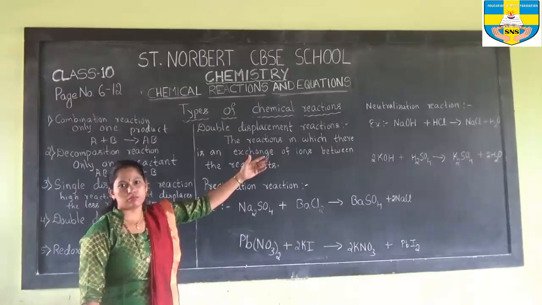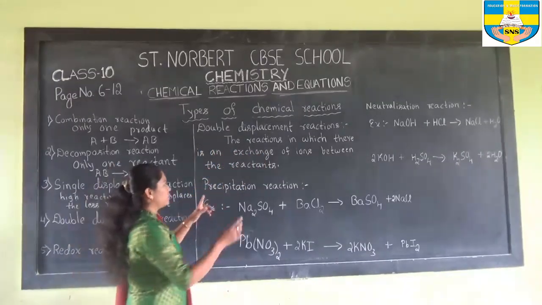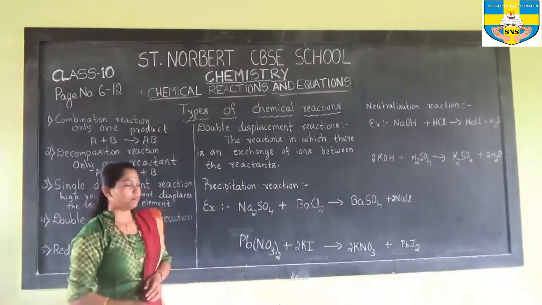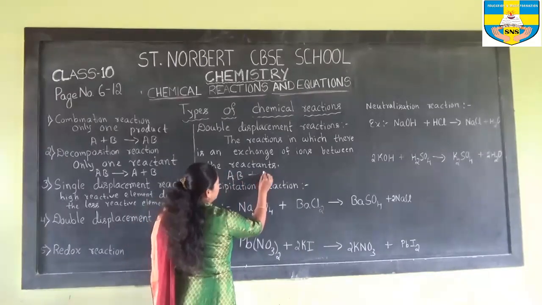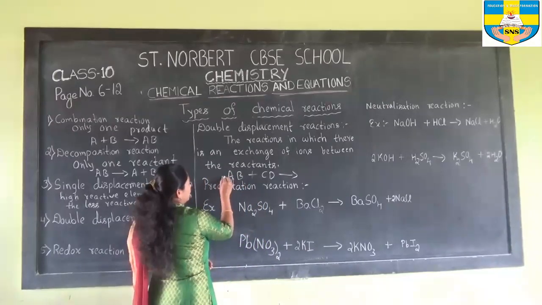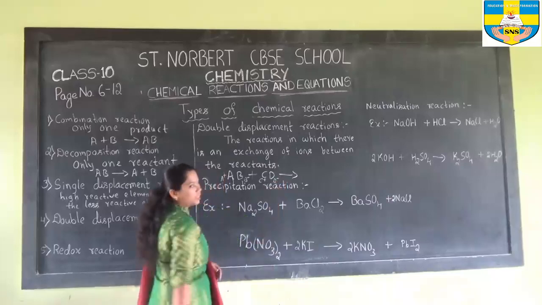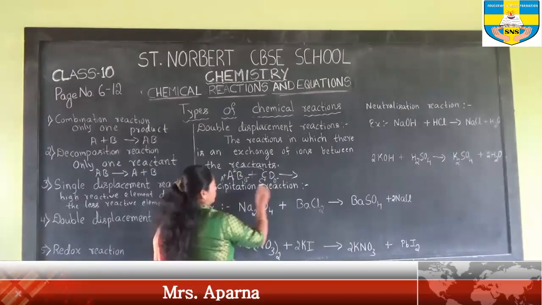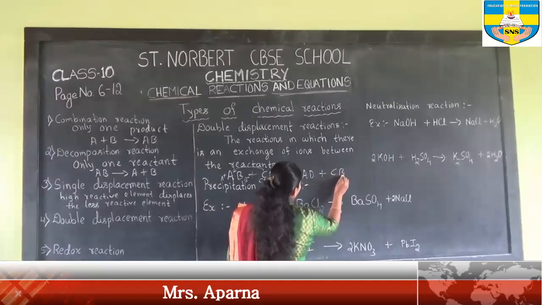Next, double displacement reaction. In the double displacement reaction, there is an exchange of ions that takes place in the compounds. For example, see here AB plus CD. Here there is A plus and B minus, C plus and D minus. Just a cation exchange takes place. That is nothing but AD plus CB.